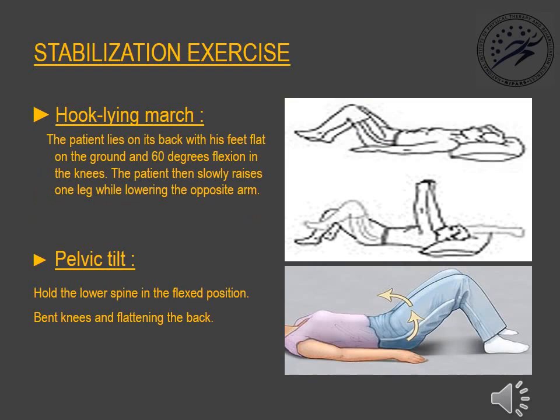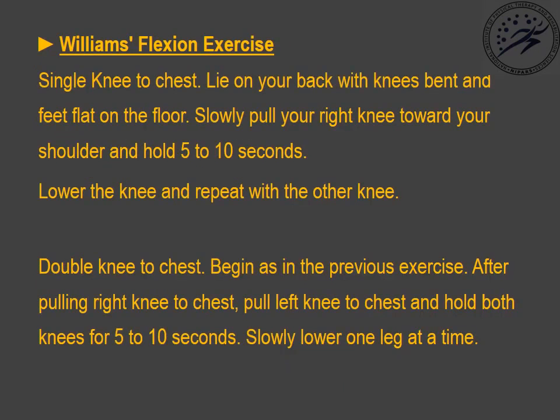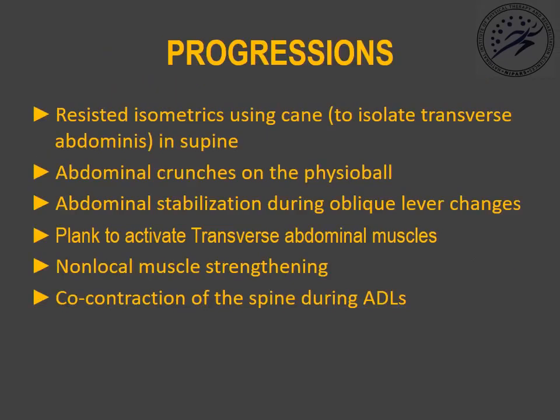Following are the methods of stabilization exercise. Pelvic tilt is very important to prevent lumbar lordosis. Williams flexion exercise is very helpful to reduce spasm and to maintain the flexibility of your back. It could be performed with a single knee at a time or with both knees towards the chest at a time. Exercise should focus on dynamic stabilization of the trunk with particular emphasis on the abdominals.